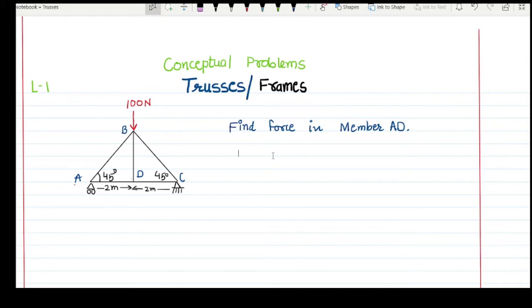Before I solve the problem, I would like to ask, do you think that the 100 Newton force is actually going to be transmitted into three members, that is AB, BD and BC? Or you think that as 100 Newton force is directly aligned with this BD member, so obviously the entire force should be transmitted to this BD member.